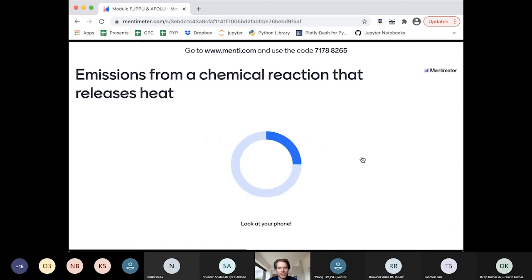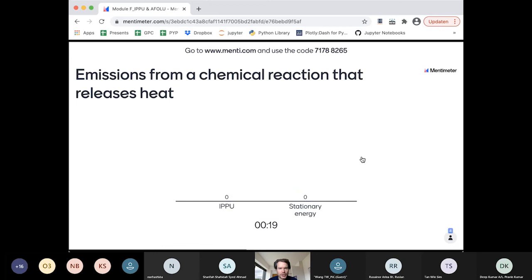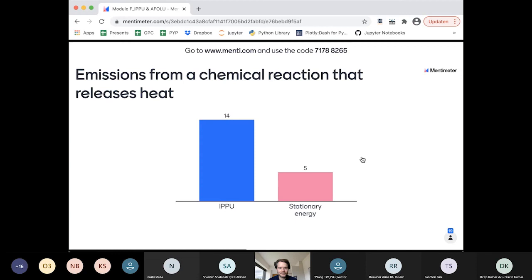Emissions from a chemical reaction that releases heat. And the correct answer is IPPU. In this case, it's releasing heat, but the main purpose here is a chemical reaction. We're not burning something for heat. We're starting a chemical reaction, and the emissions are coming from the reaction. The heat is a byproduct. It's not the main purpose of the process. So in this case, it would come under IPPU.